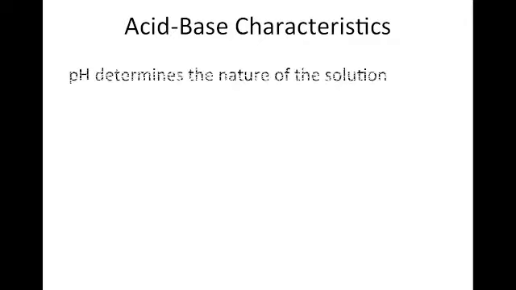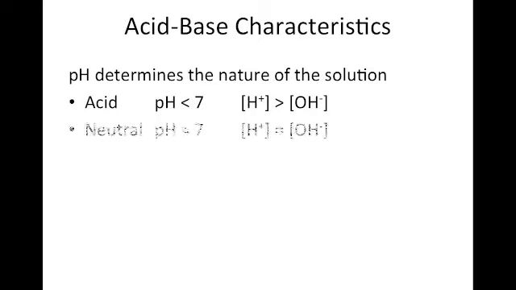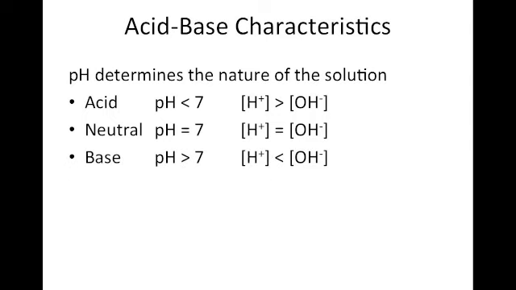Acid-base characteristics. Well, another characteristic would be its pH, and pH determines the nature of the solution. We know acids have a pH of less than 7, therefore its concentration of H plus is going to be greater than OH minus. Neutral has a pH of 7, which means the concentrations of H plus and OH minus are equal. And bases have a pH of greater than 7, which means they have a higher concentration of OH minus ions than the H plus ion counterpart.